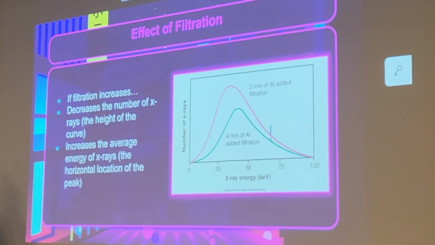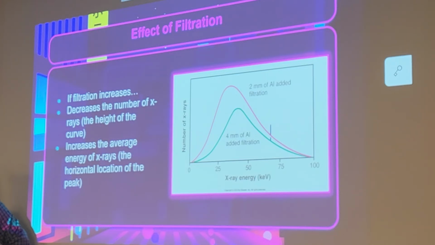Good. We need to add one half value layer worth of filtration to drop the quantity down to 1/2. That is the definition of half value layer. You add a half value layer's worth of filtration, and the height of the peak will drop to 50%. Does that make sense? But this is not 50%, is it? That's not 50% on the graph, no. So that's why it's not 2 millimeters.